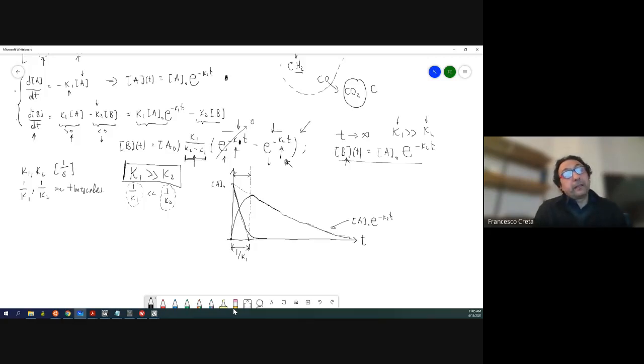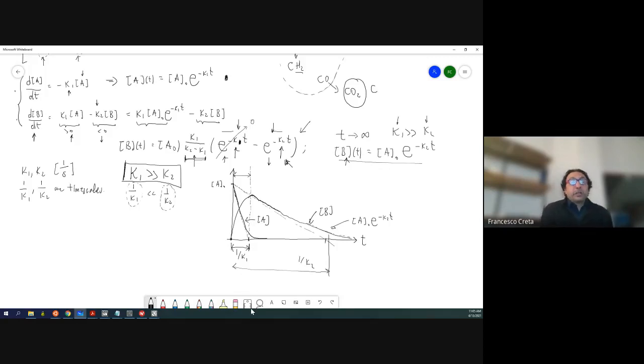If you take the tangent here, it's very easy to prove that this is going to be essentially 1 over K2. So again, this is B, and this is A, and this is the situation.